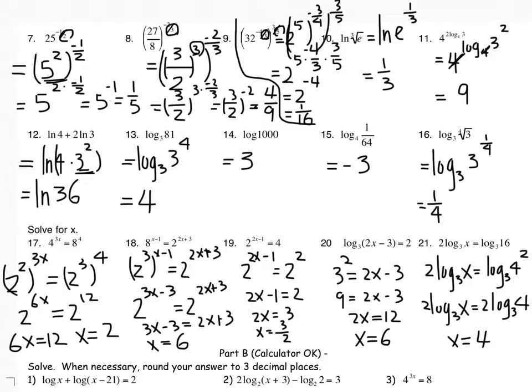Number 13. 3 raised to what power equals 81? Mental calculation. 3 raised to the 4th power. Number 14. 1,000 is 10 raised to what power? 10 raised to the 3rd power is 1,000. When you don't see the base, 10 is assumed. So you have to remind yourself, if you don't see the base, 10 is the base.